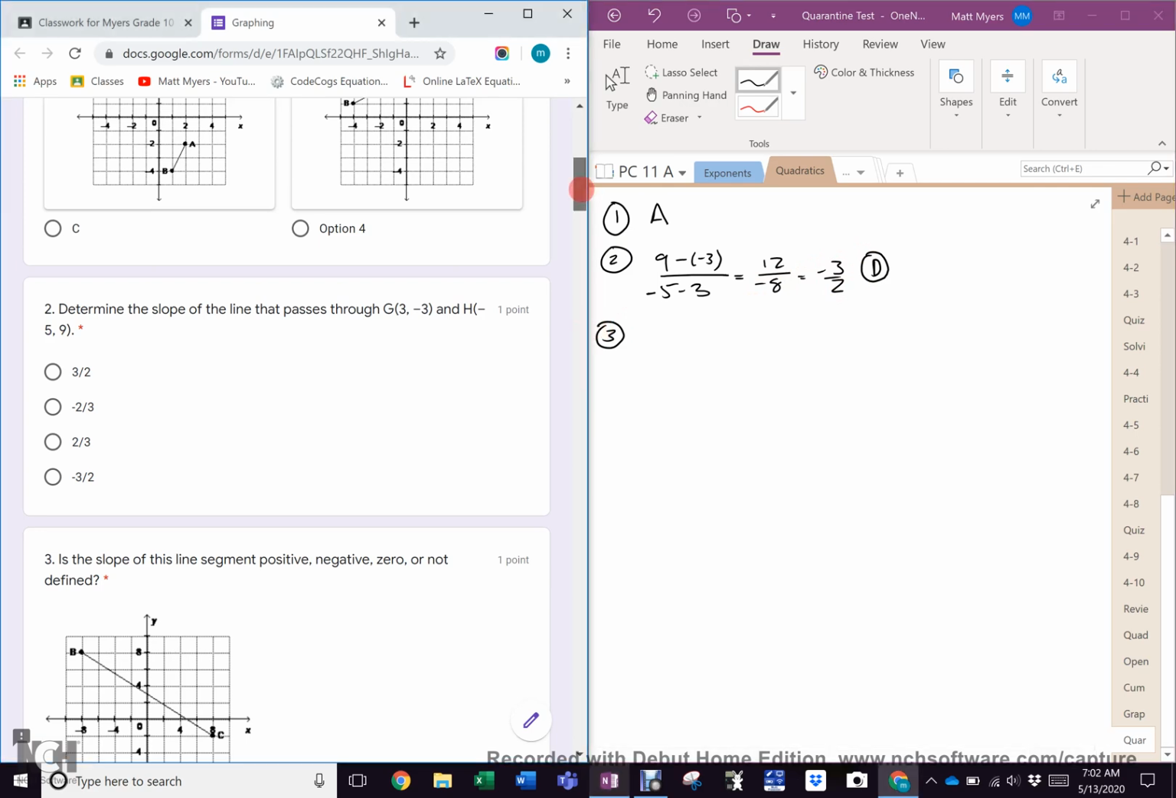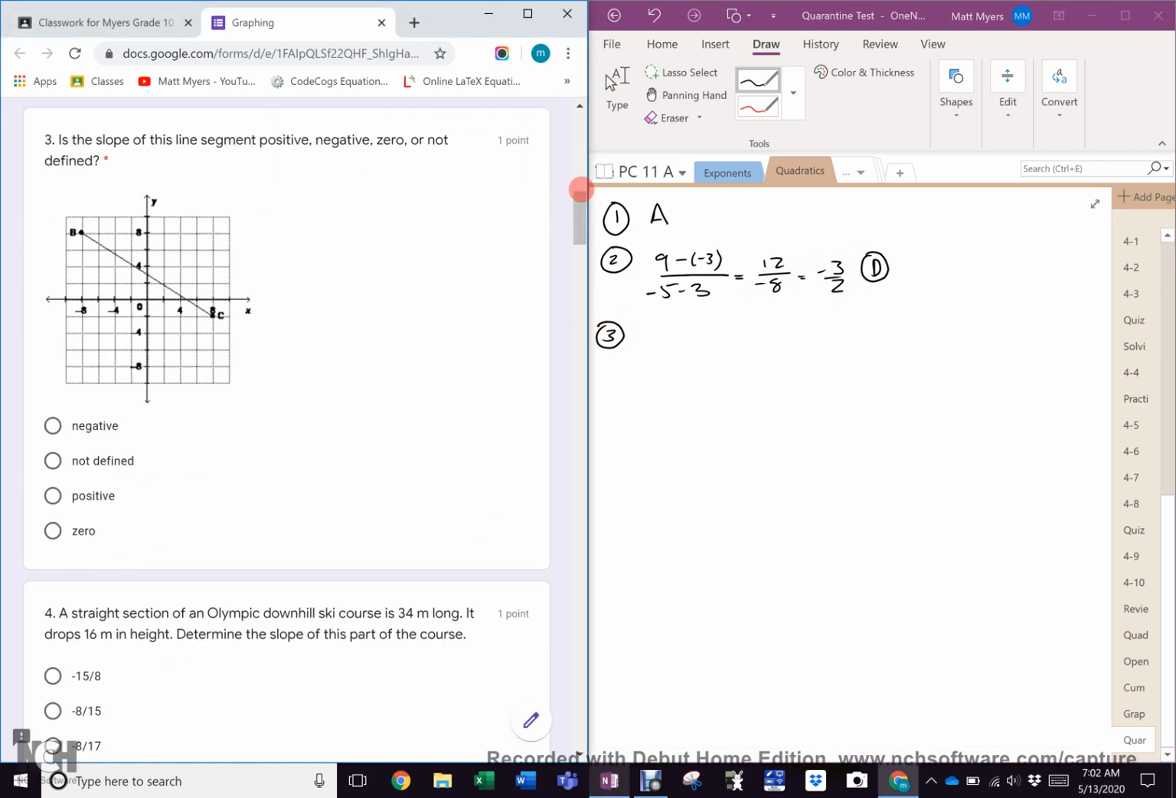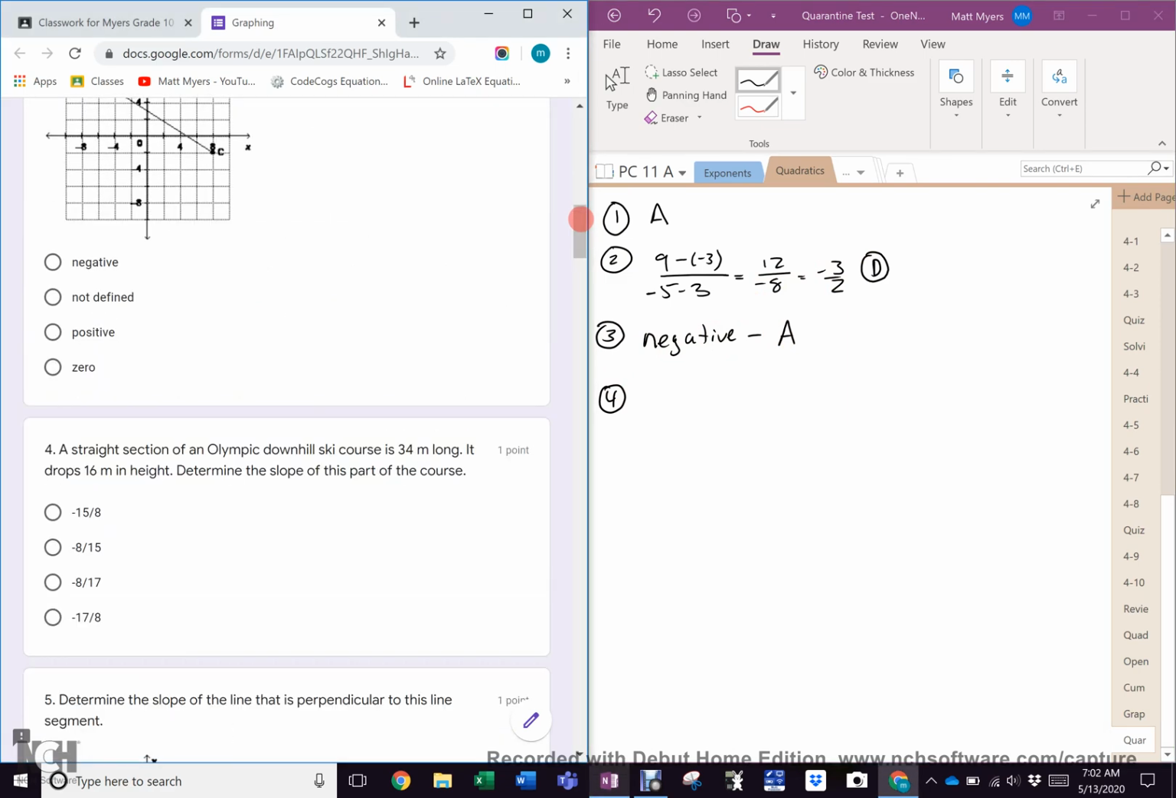Number 3, obviously that's a negative slope, which is A. Number 4 was done really poorly.